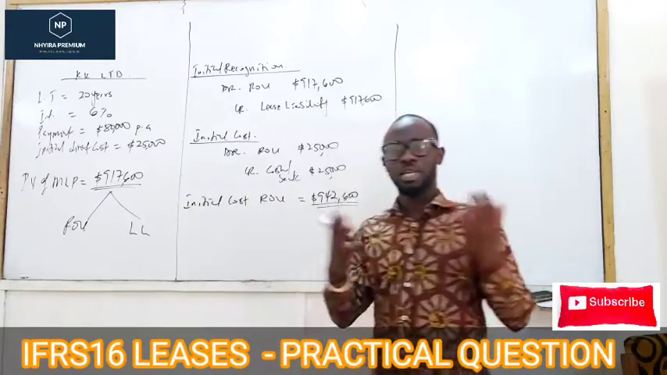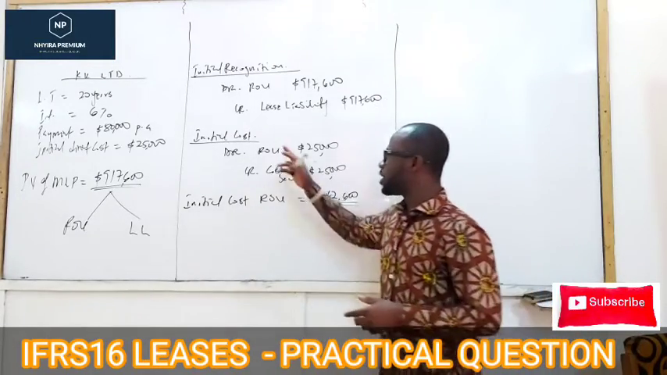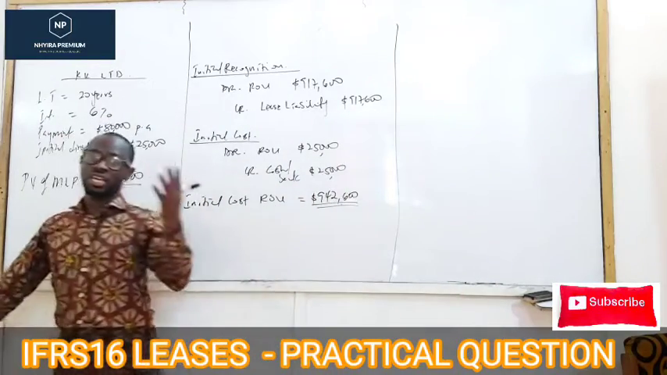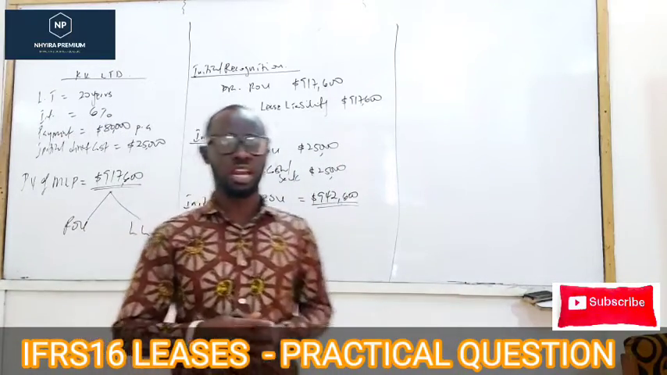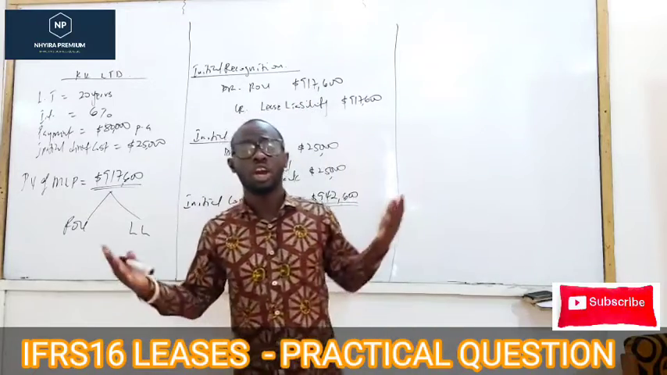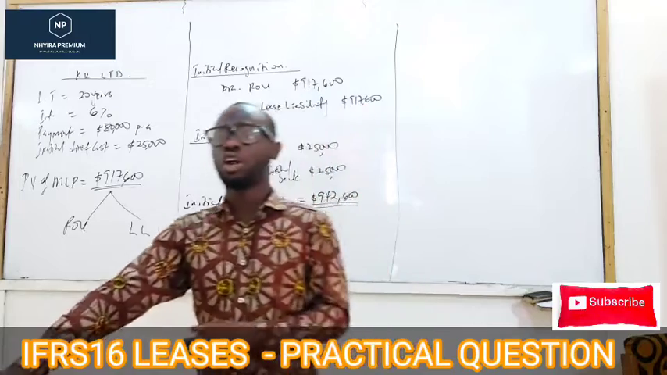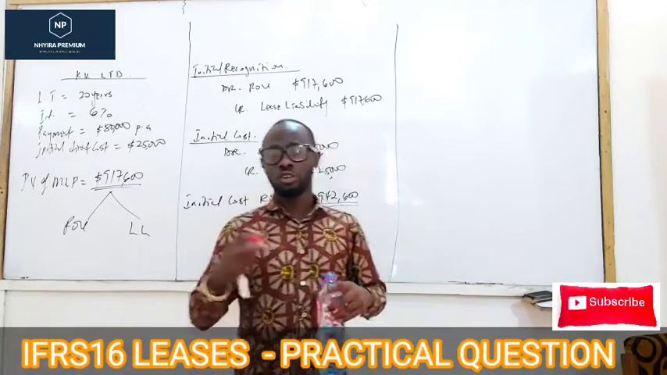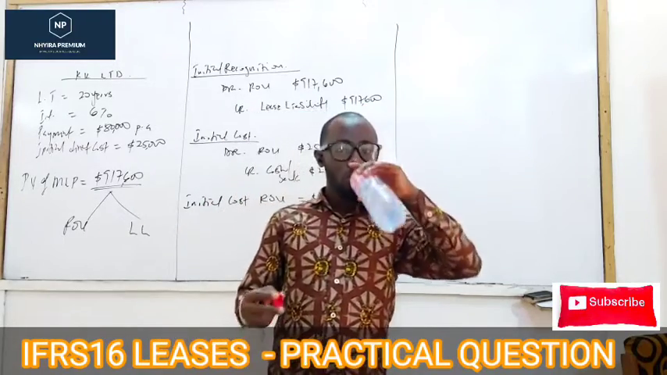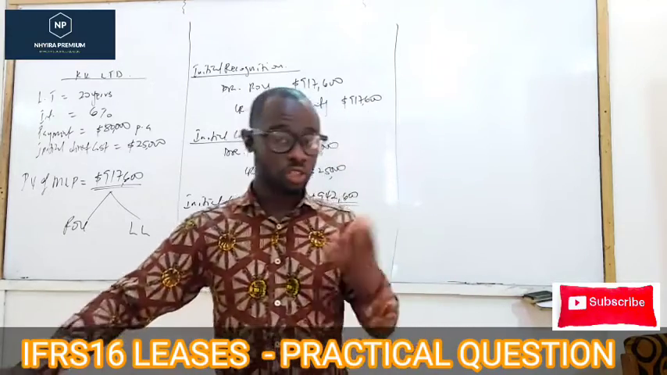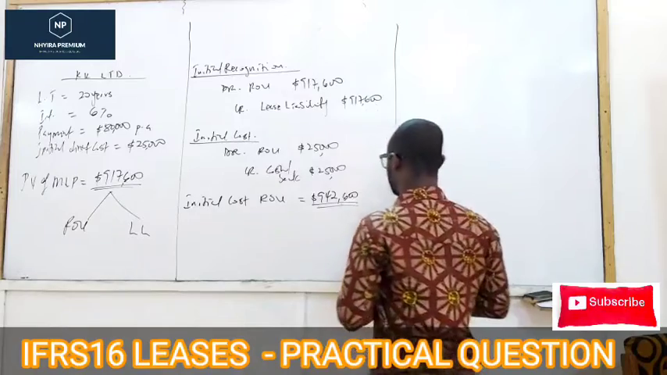On subsequent measurements, remember what I told you? We're going to be depreciating the asset using what? The lease term. And that is 20 years. Now here, we are not given the economic useful life of the asset, hence we can't do any comparison. The only thing we have is the lease term, 20 years. And so we're going to be depreciating the right of use of assets over the lease term of 20 years in relation to that.